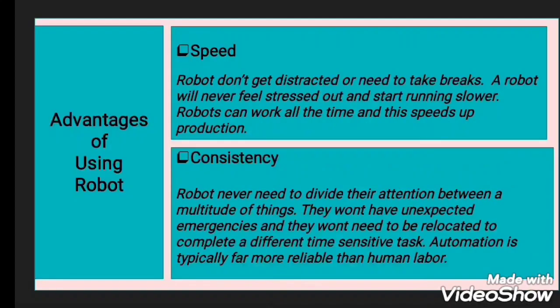Next point, speed. Robots don't get distracted or need to take breaks. Yes, a robot will not take a break. Why? Because it does not become tired, it's only a machine. A robot will never feel stressed out and start running slower. A robot can work all the time, and this speeds up production.